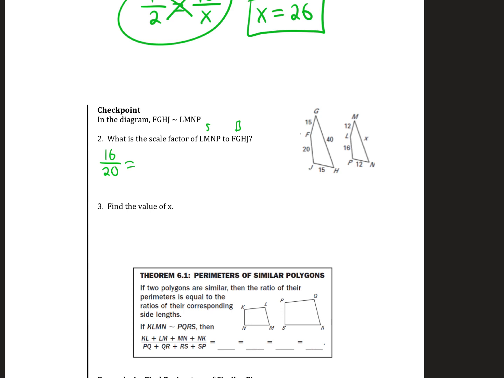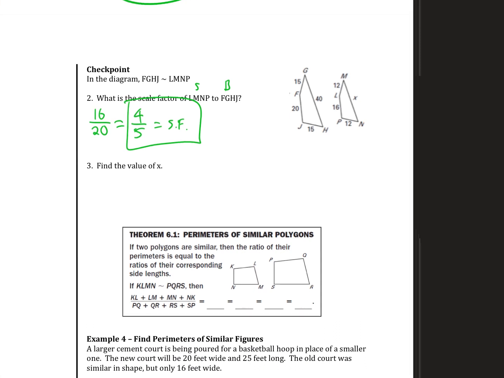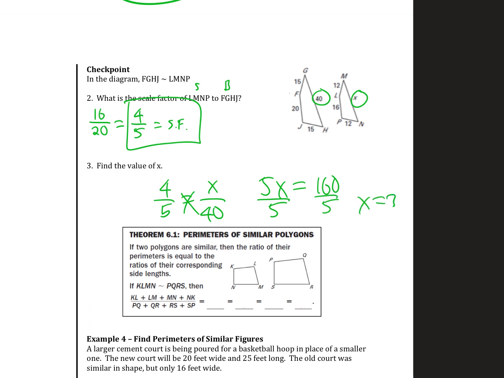All right, so if we reduce that, 4 goes into 16 4 times, 4 goes into 20 5 times. So our scale factor is going to be 4/5. Now we have to set up a proportion here, right? So we have 4/5 as our scale factor, and we're looking for x. Well, x matches with what side over here? It's going to be 40, so we're going to do x over 40. Cross multiply, we get 5x equals 160. Divide by 5. Get x equals 32.